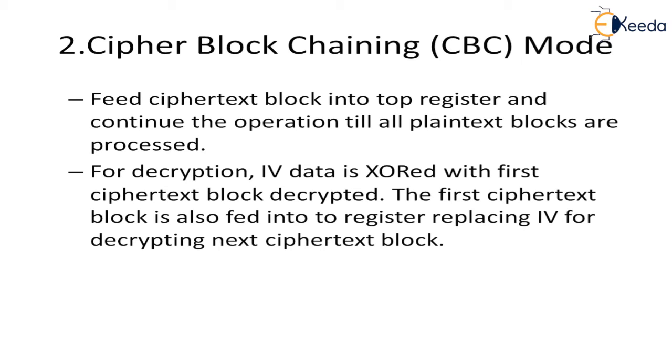In decryption, the initialization vector data is XORed with the first decrypted ciphertext block. The first ciphertext block is also fed into the register, replacing the initialization vector, for decrypting the next cipher block.